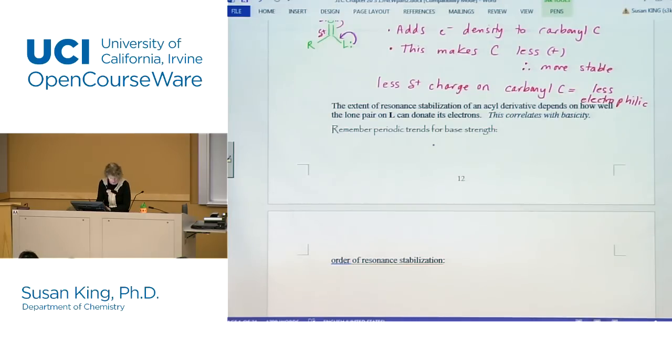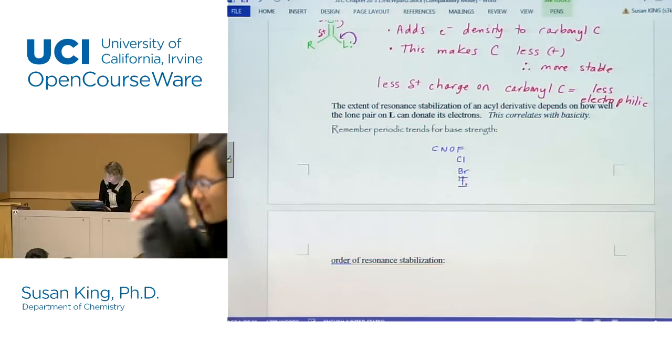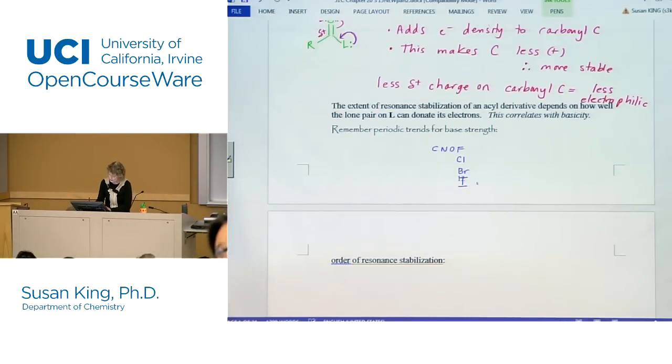So remember our periodic trends for base strength: C, N, O, F, Cl, Br, and I. And we know that base strength increases in this direction. When L donates its lone pair, a measure of how important that is for L is the base strength. The more basic L is, the more it's going to want to donate its electrons. So as you can see, nitrogen here is a stronger base than oxygen.